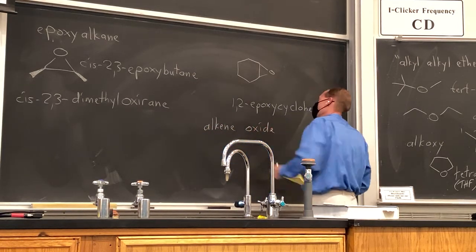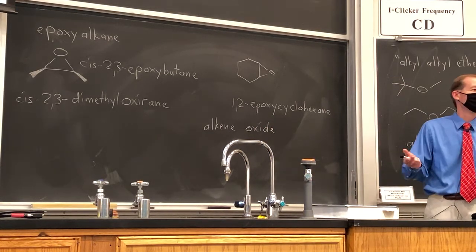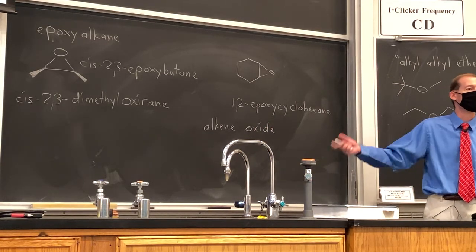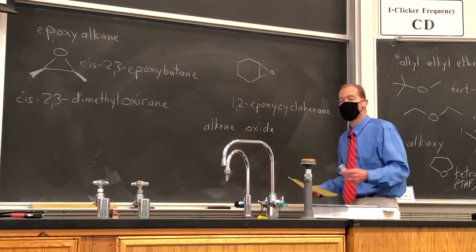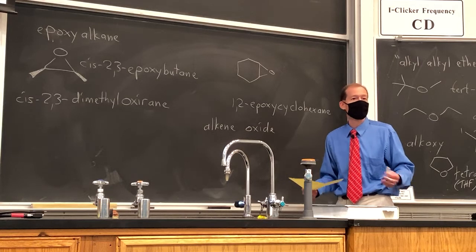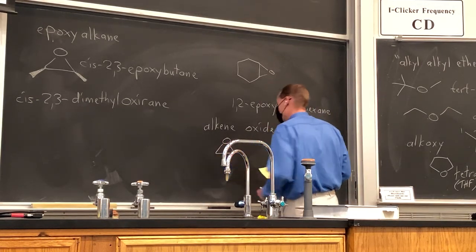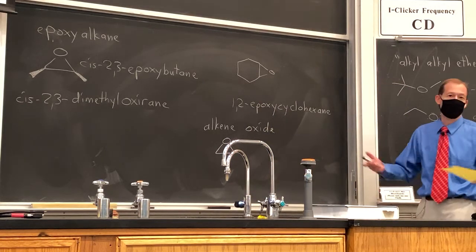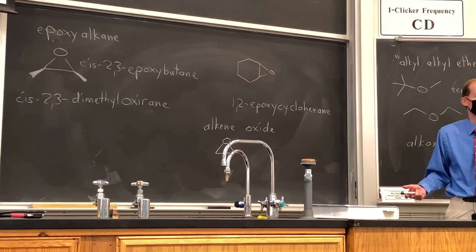So what you do is you just name the alkene that was the precursor to the epoxide, and you put the word oxide on the end. And I've only seen this used for very small, very simple epoxides that are used in the chemical industry. And one of the most common ones is oxirane itself. You would just call this oxirane if you were using IUPAC nomenclature.